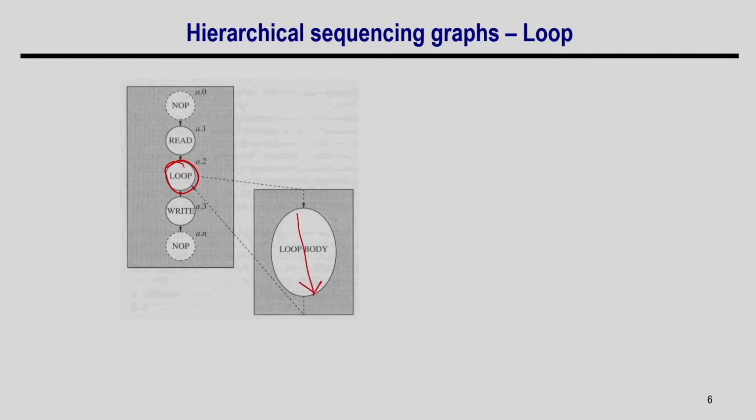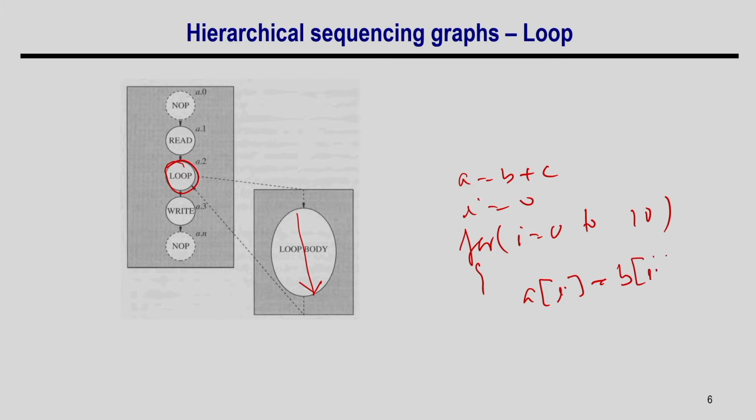Suppose you have some code like this: a equal to b plus c, then i equal to 0, and then in the for loop, i equal to 0 to 10, you are doing a[i] equal to b[i] plus c[i]. In this part, this code is basically mapping to the sum of the nodes here, and then you have a loop body.